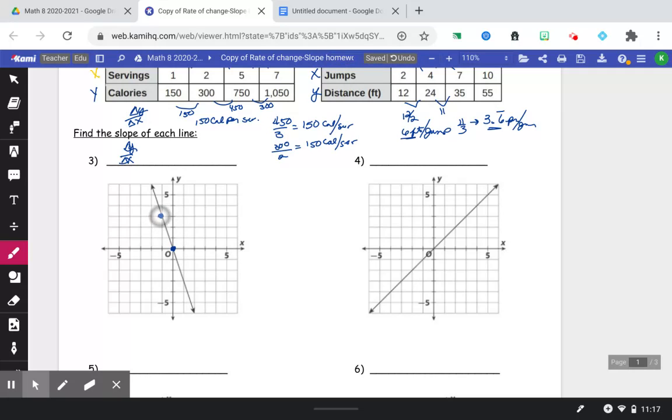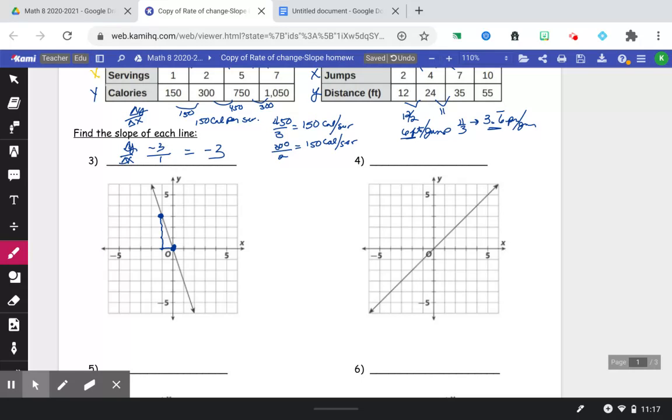So I start here at 3 and then I'm going to go down 1, 2, 3 units. So the change of y is -3. Now let's look at the x. If I started here, I'm going to go to the right 1 to get to my new point. So the change of x is 1. So this slope I can say is -3.